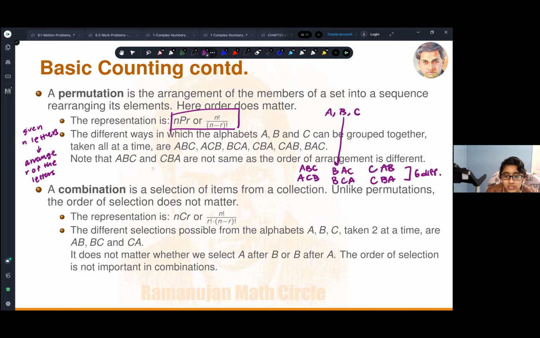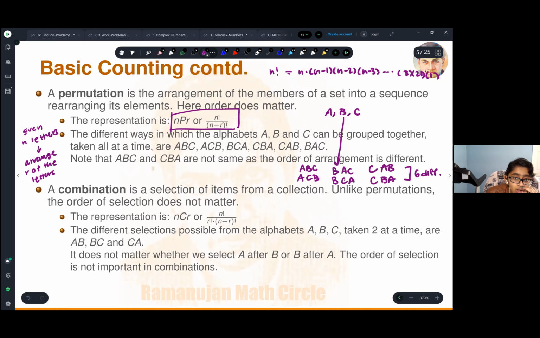And now let me explain to you what factorial means. The exclamation mark, that's called a factorial. And what factorial means, in definition, is that n factorial is equal to n times n minus 1 times n minus 2 times n minus 3, and so on and so forth, till 3 times 2 times 1. So you multiply all the integers from 1 to n, and that's what n factorial is.